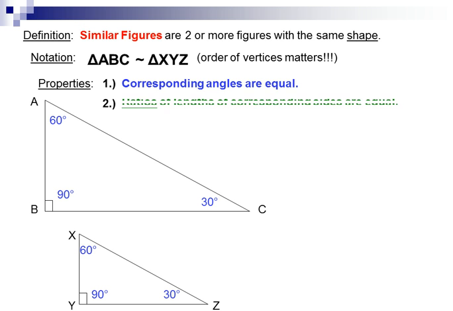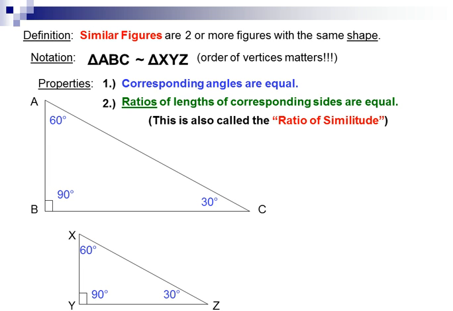The next thing that's true is that the ratios of the lengths of the corresponding sides are equal. This is also called the ratio of similitude. So if we say that this side right here, AC, the hypotenuse of this right triangle, is 10 centimeters, and the hypotenuse XZ is 5 centimeters, the relationship between these two will be the same relationship between all of the other corresponding sides.